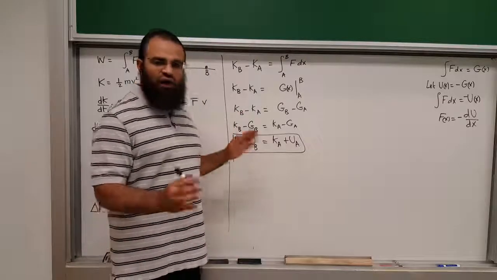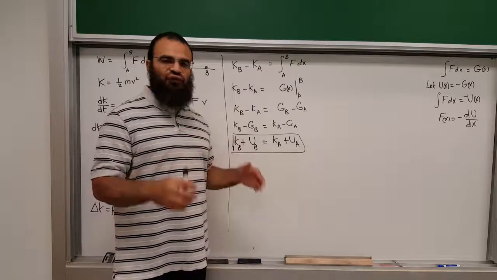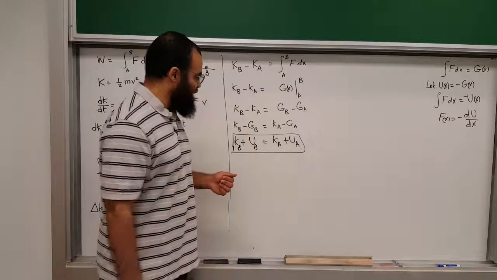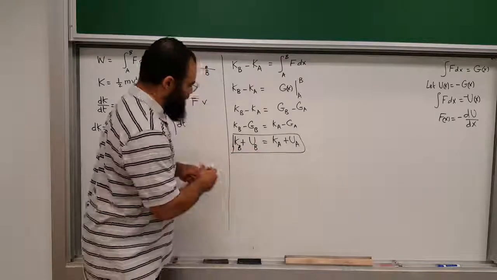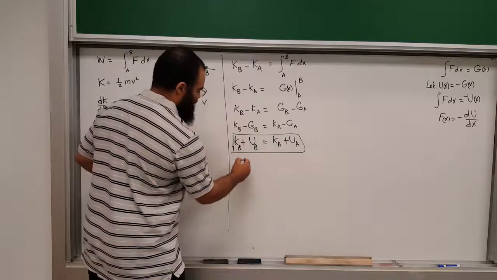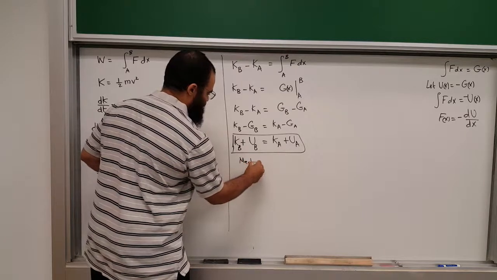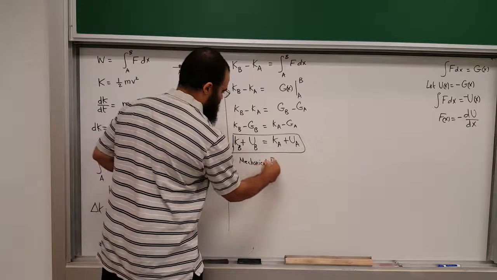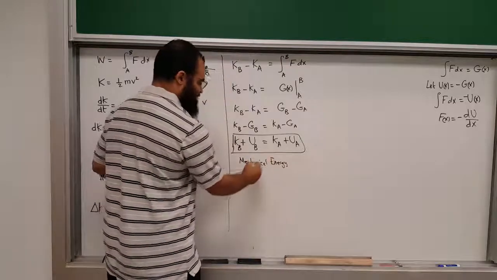What do you take from this? First of all, if there are no non-conservative forces, meaning there is no friction or other things like friction, then you can use this. You say the total mechanical energy at the end will equal the total mechanical energy at the beginning. And I should write it down. Mechanical energy. So we're not saying just energy, mechanical energy specifically.